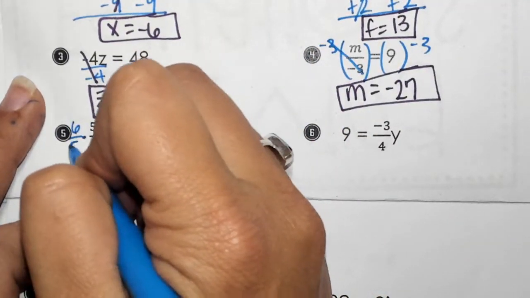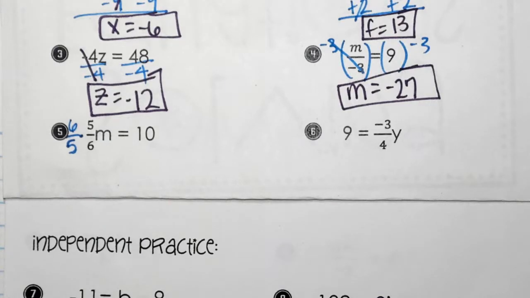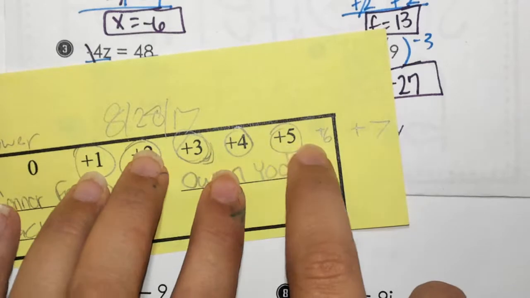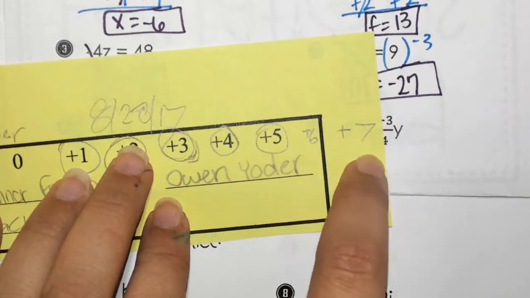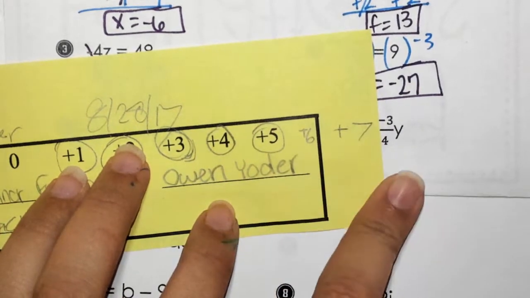All right. So if you get 5 points and you need more, you write plus 6, plus 7, plus 8, plus 9. You keep going. Okay?